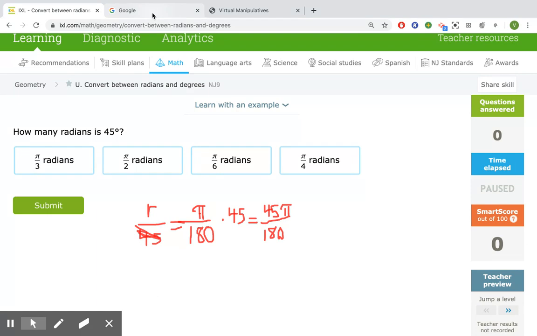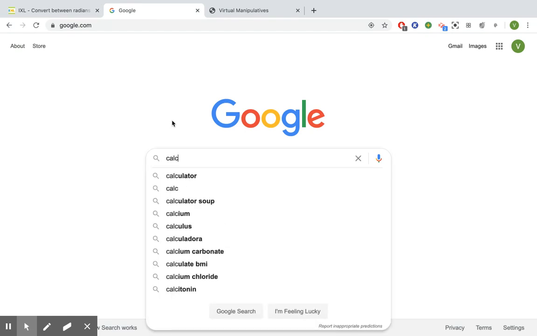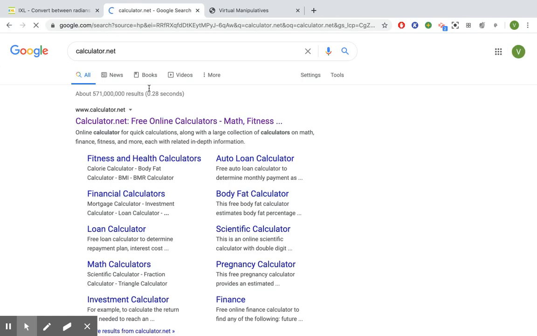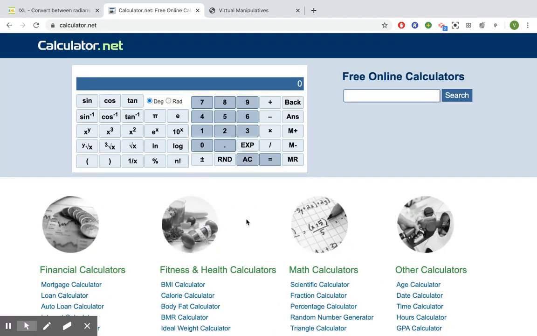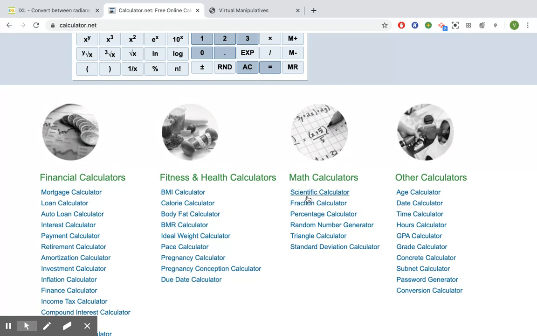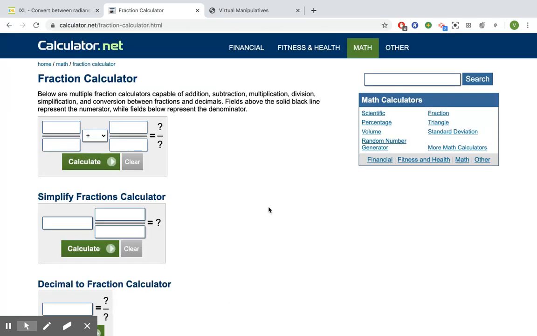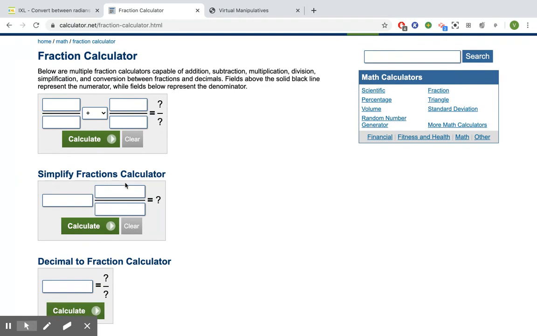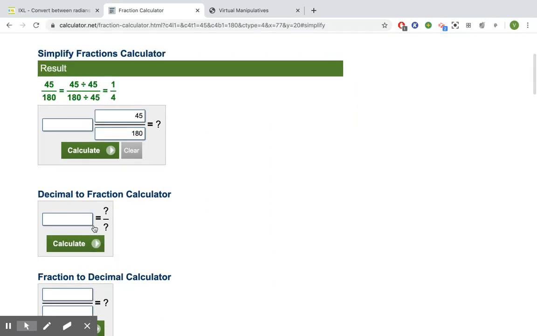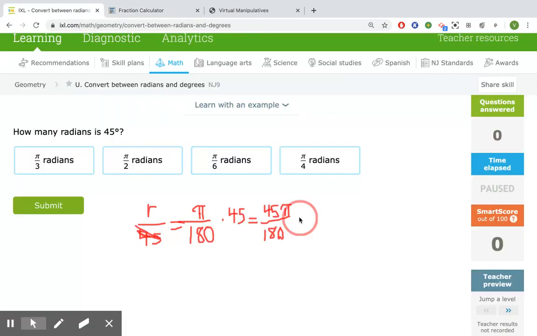I'm not proud of showing you this, but it's going to slow down your learning this geometry part. You should know your fractions. So if you go to calculator.net, you're going to like this. You can get a fraction calculator. So you have to go over here where it says math calculators, go to fraction calculator, and you come here. And here's where you can simplify fractions. So I put in 45 over 180, and I hit calculate. Gives me 1 over 4. So this reduces to 1 over 4, which is really pi over 4. And it's right there, okay?